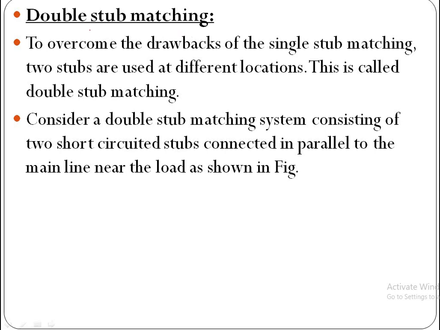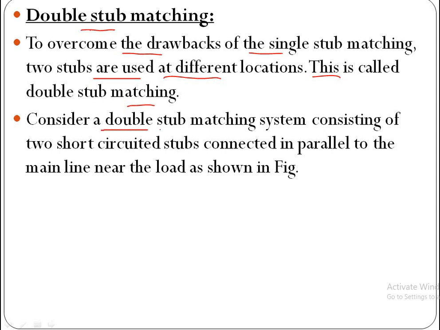Next, double stub matching. To overcome the drawbacks of single stub matching, two stubs are used at different locations. This is called double stub matching. So to overcome single stub matching, we are using two stubs which are connected at different locations to match the load to the line. This technique is called double stub matching.